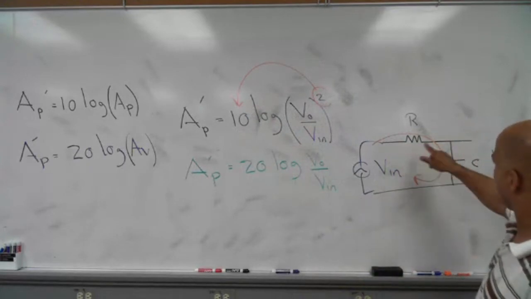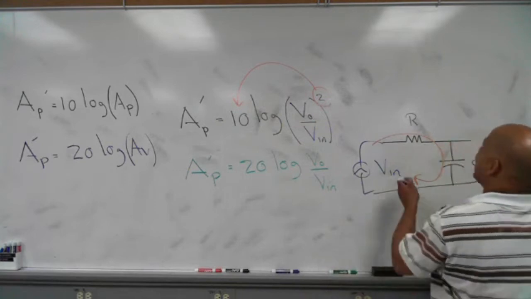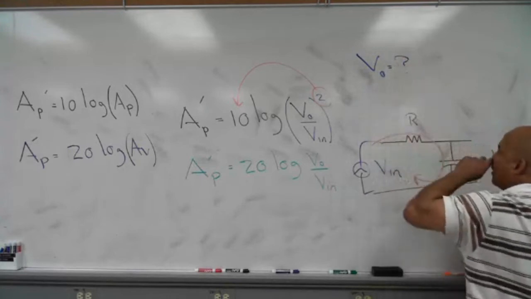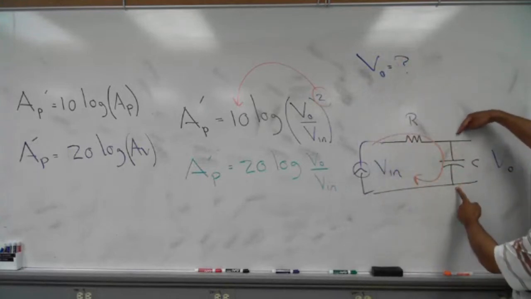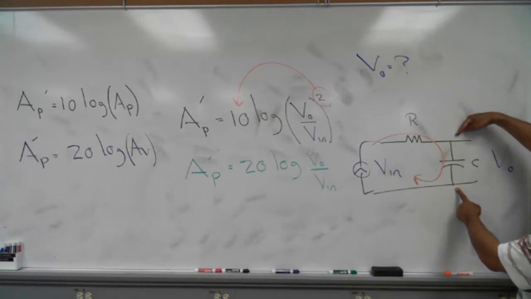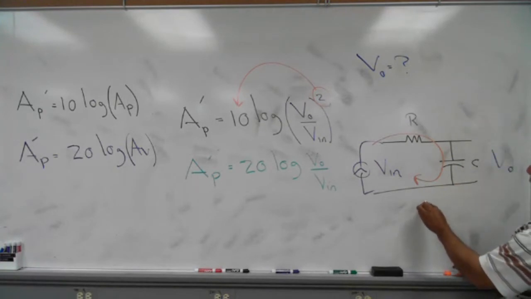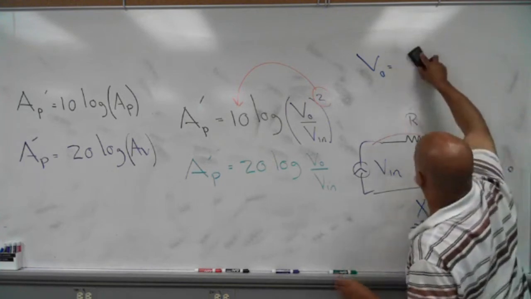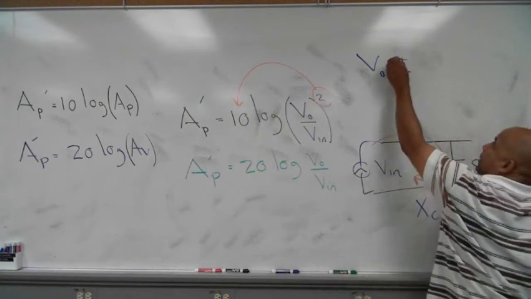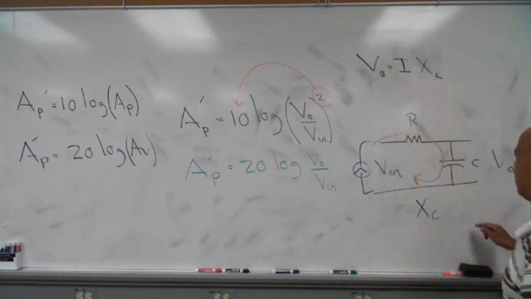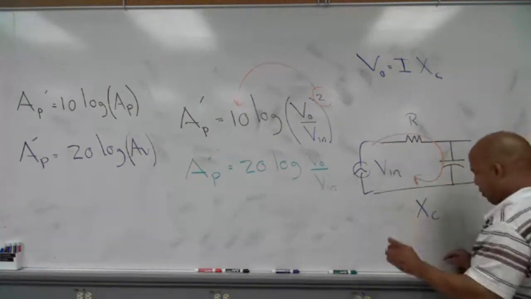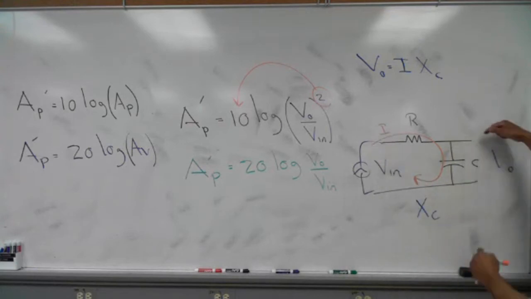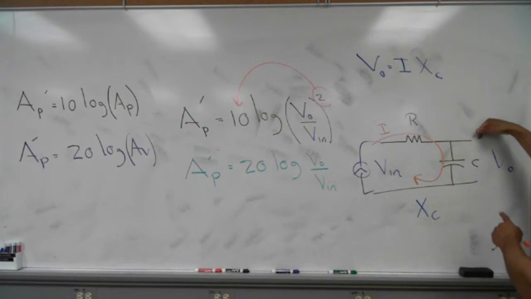Now I'm looking at my diagram here and saying, all right, how would I get V out? Well, V out is the voltage across the capacitor. So V out is the voltage across XC, right? And so the way to get V out would be to take the current multiplied by XC. That current, the orange is the current, multiplied by this opposition, XC, will give me V out, the voltage across the capacitor for this particular circuit.